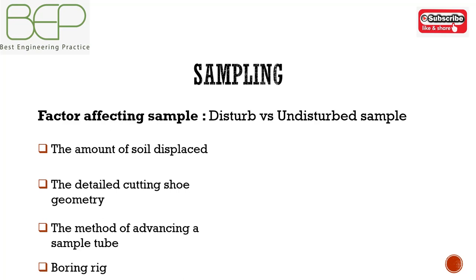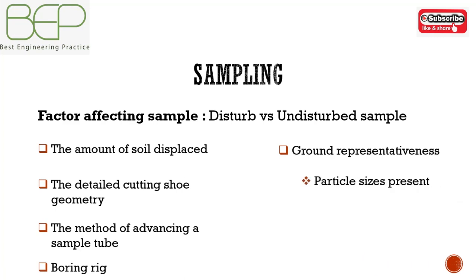Sample and test also need to be representative of the ground from which they are taken. This means that they must be large enough to contain all particle sizes present in the ground, plane of weakness such as fissures, drain features such as sealed covered fissures, laminations or lenses of sand.